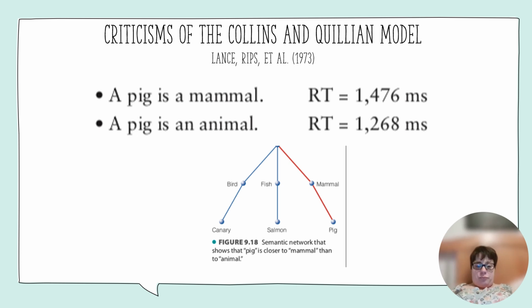For example, even though answering the question a pig is a mammal is only one step from the pig node to the mammal node, it actually takes people longer to say that a pig is a mammal than a pig is an animal, which would represent moving not only one node, but 2 nodes. So sometimes what appears to be the case is not the number of nodes you have to traverse to answer a question, but how common or frequent the category labels are. Right? So we hear the word animal much more frequently than we hear the word mammal. And so because participants are more familiar with the word animal, it's easier for them to make that judgment, if that makes sense.